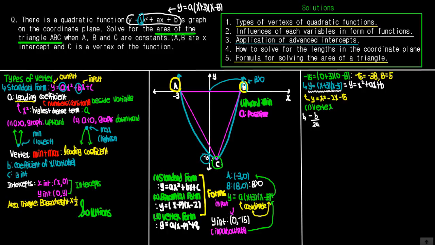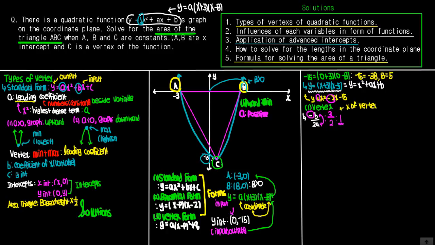So again, a is our leading coefficient, and our b is the coefficient of the x term. If we apply it, instead of a we have our leading coefficient 1, so we get 2 times 1, 2, in the denominator. In the numerator, negative b. Our b is negative 2, but with the negative sign, we get positive 2. So the x coordinate of our vertex, according to our formula, is 1.